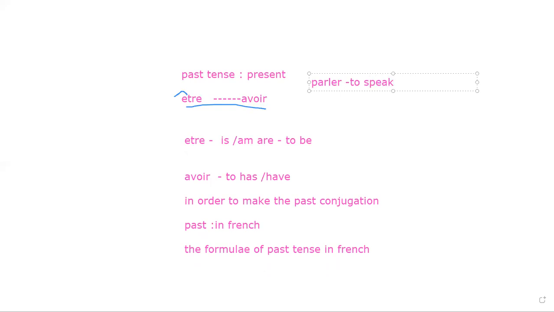Yes, sir. Now in English we have speak, and in past we have spoke. Clear? In English we have talk. Clear? And in the past we have talked. Clear? Is it clear to you? Oui. Now in French, I will give you a very clear picture. In French, for example, we have verb parler.